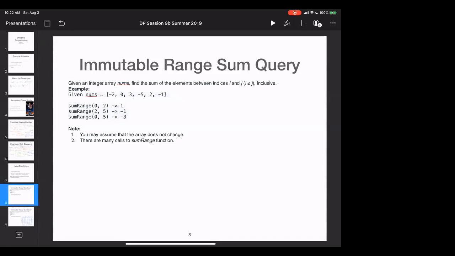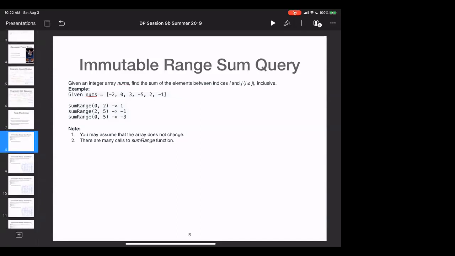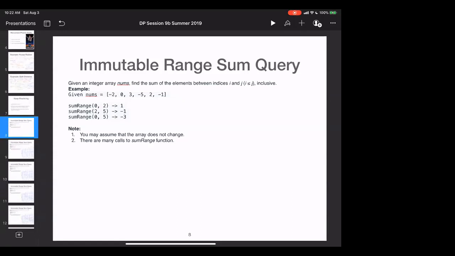And note, you may assume that the array does not change, and there are many calls of some range function. Okay, so this has been an odd DP problem, and some might argue you can solve it different ways or whatever, but in this DP week, we're going to look at it as a DP problem.